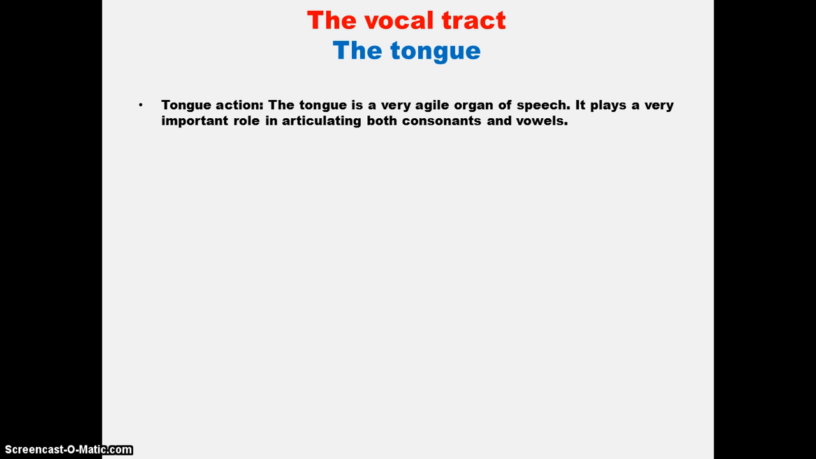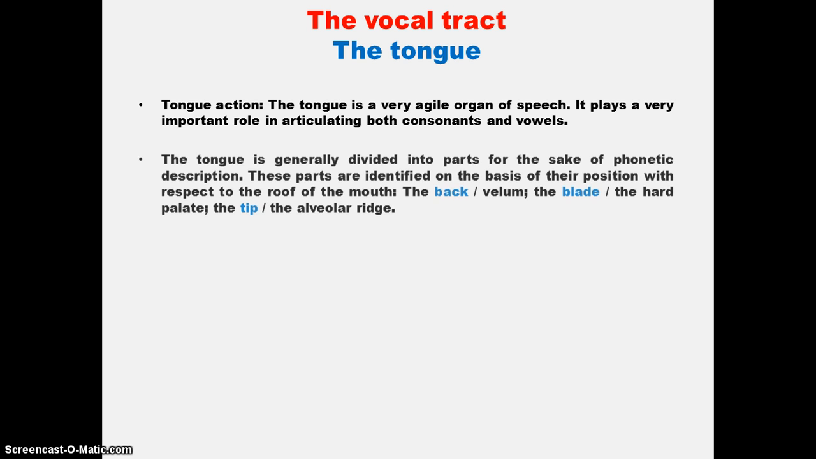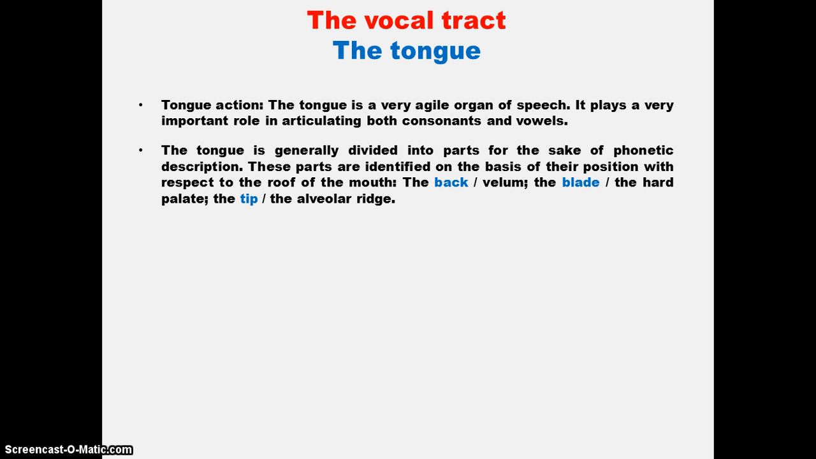The tongue is a very agile organ of speech. It plays a very important role in articulating both consonants and vowels. The tongue is generally divided into parts for the sake of phonetic description. These parts are identified on the basis of their position with respect to the roof of the mouth.